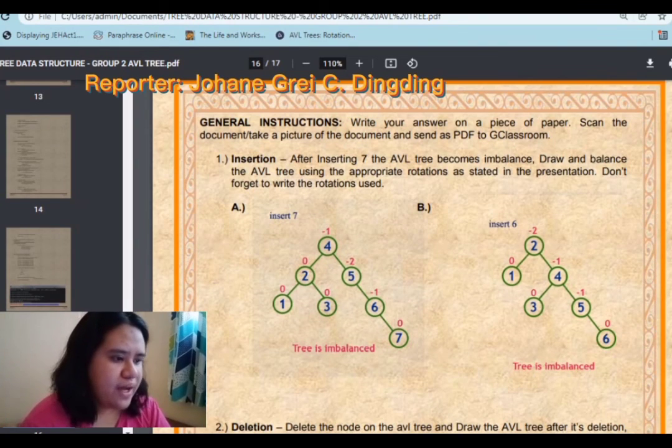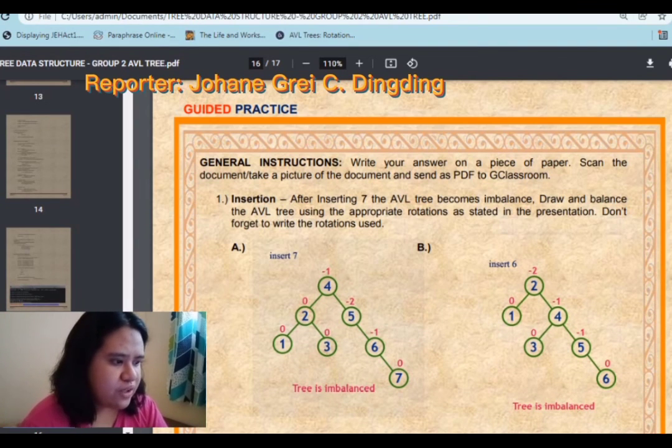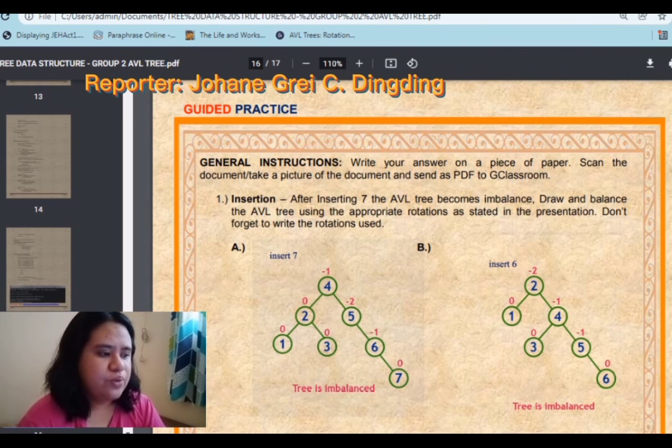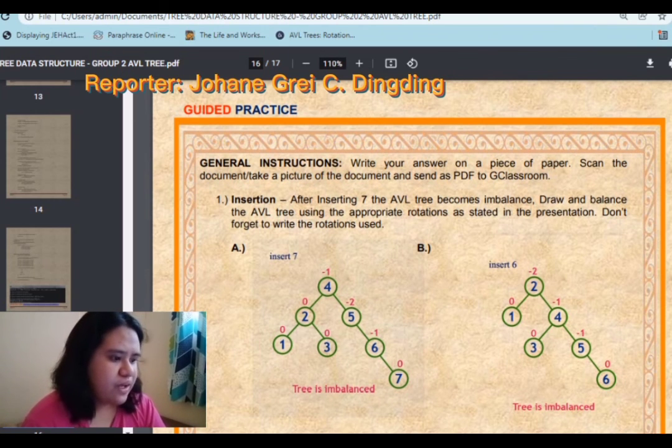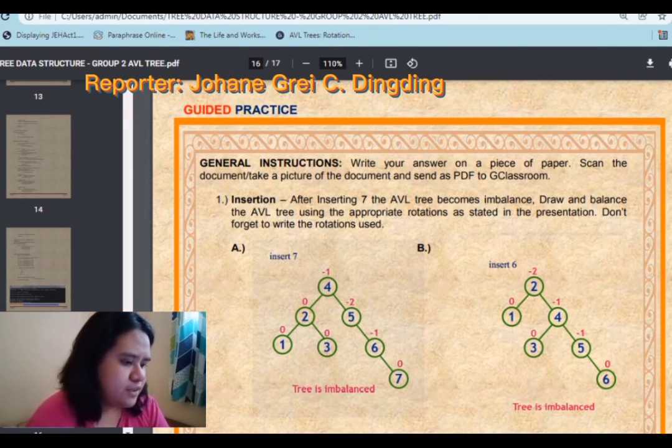For guided practice, we have a general instruction to write your answer on a piece of paper, scan the document, take a picture of the documentation, and send it as PDF to Google Classroom. First, we have insertion. After inserting 7, the AVL tree becomes imbalanced. Draw and balance the AVL tree using the appropriate rotations as stated in the presentation. Don't forget to write the rotations used. So we're going to insert 7 here, insert 6. The student will write the appropriate rotations, draw, and also balance the AVL tree.